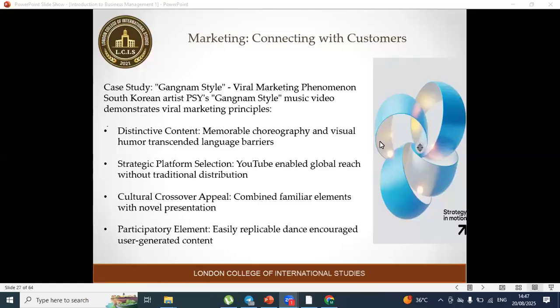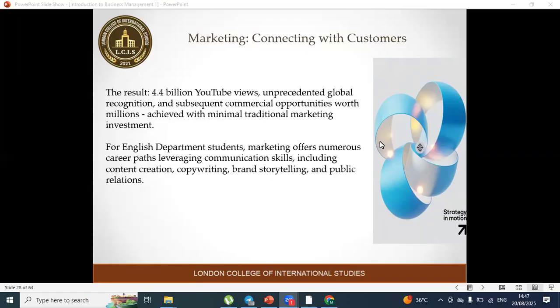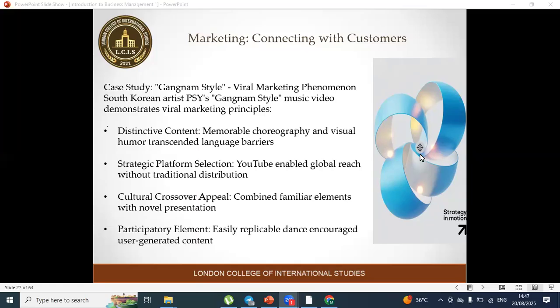Culture crossover appeal, combine familiar elements with novel presentation. Of course, it's gonna give you a story. Even if you don't know the story, okay, you will ask yourself why they are dancing like this, why are they doing the same movement all the time.